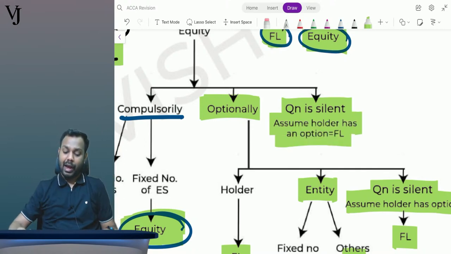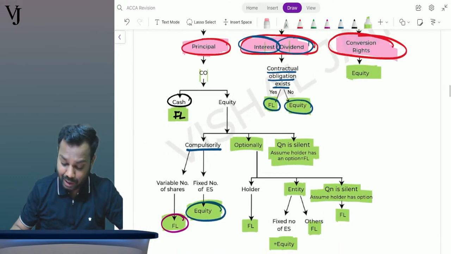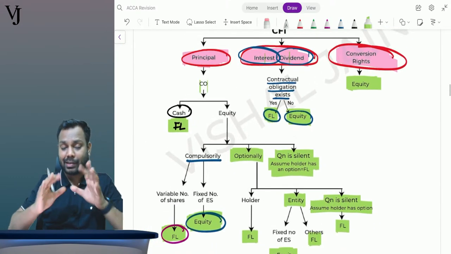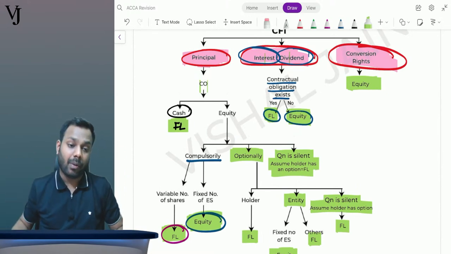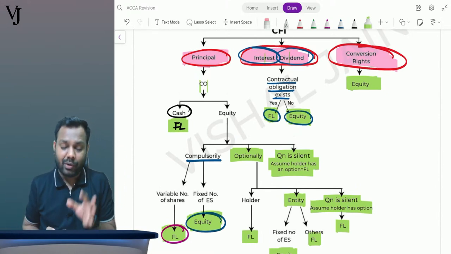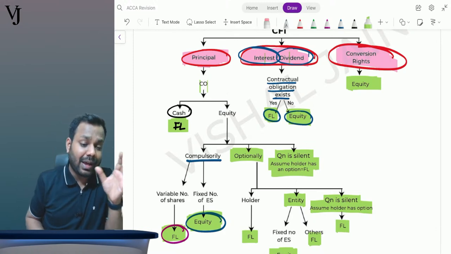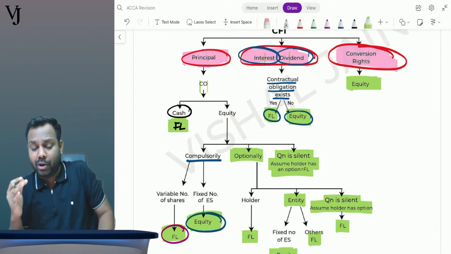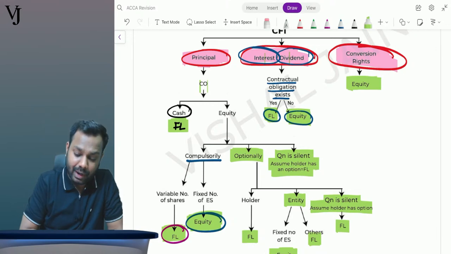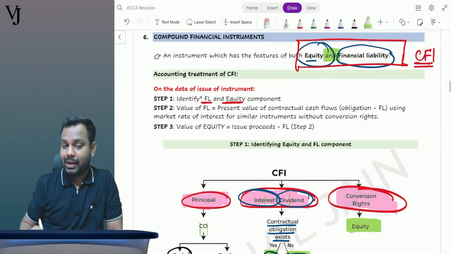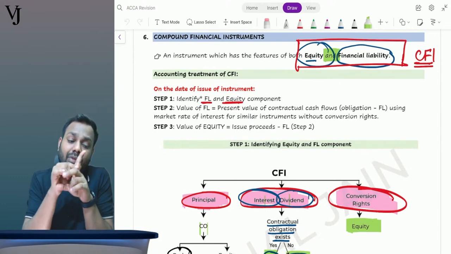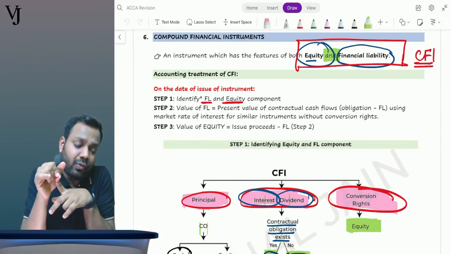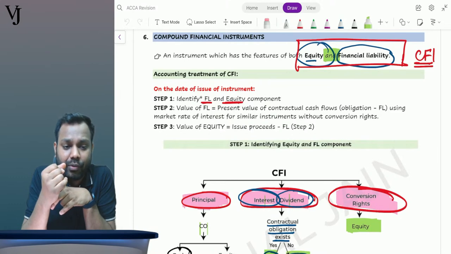Is it clear, everyone? I believe this chart will help you in understanding and classifying the equity and financial liability components. With the help of this chart, you can identify which component is a financial liability and which is an equity component, right? Once you identify, you then have to measure, and then you have to recognize. We have identified which one is a financial liability component and which one is an equity component.